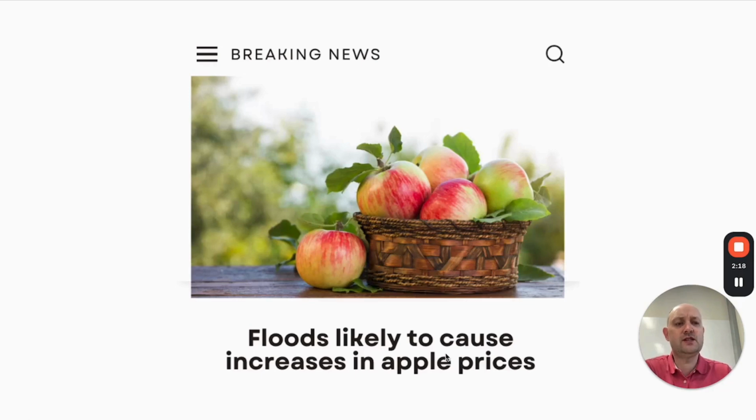So what is supply and demand? Well, you've probably heard the term before. People say, well, the price is high, it's just supply and demand, isn't it? You may have also seen news articles like this: floods likely to cause increase in apple prices. That's what this is. We're looking at the forces of supply and demand and how they change prices in the market. So when we see prices changing, it's usually because something is happening with supply and demand.